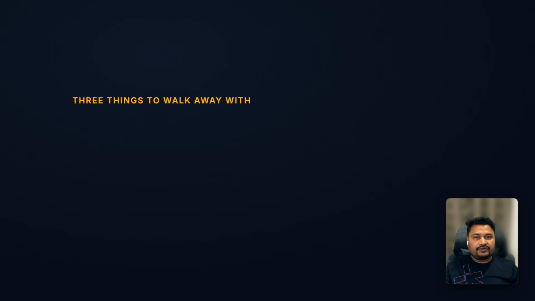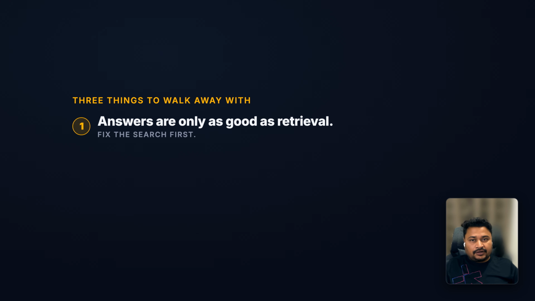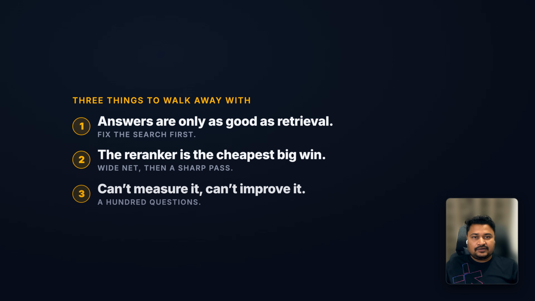3 things to walk away with. 1. Your answers are only as good as your retrieval. Almost every failure starts in the search, so fix the search first. 2. The re-ranker is the cheapest big win you are not using. Wide net, then a sharp second pass. Add it this week. 3. If you can't measure it, you can't improve it. 100 questions. That's the line between a demo and a system.